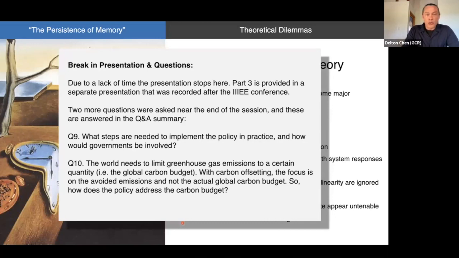Question 10, the world needs to limit greenhouse gas emissions to a certain quantity because we have these carbon budgets. With carbon offsetting, the focus is on the avoided emissions, not the actual carbon budget. So how does the policy address the carbon budget? Well, I've effectively answered that question, but there are two parts to it. First of all, I would agree that carbon offsetting simply doesn't have the leverage we would need to achieve a safe climate. Indeed, it's not really what it's for.